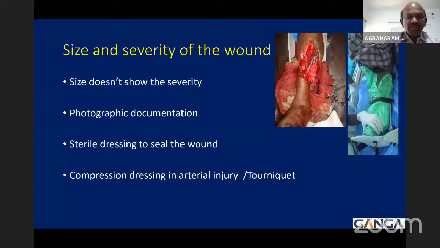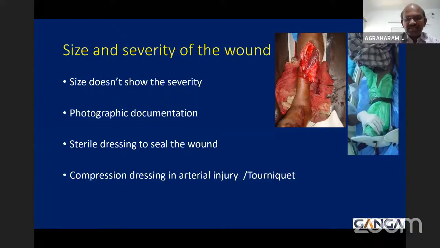Sometimes the size of the wound alone doesn't represent the severity of the injury, so we should not fall for the small wounds. Importantly, once we take the photograph in the casualty, we need to apply sterile dressings so that the exposure to the external environment will come down. We can open it only when we are taking the patient to the theater, after giving anesthesia. Till then we don't need to open it. If we want to see the wound again and again, we can look at the photograph of the wound.